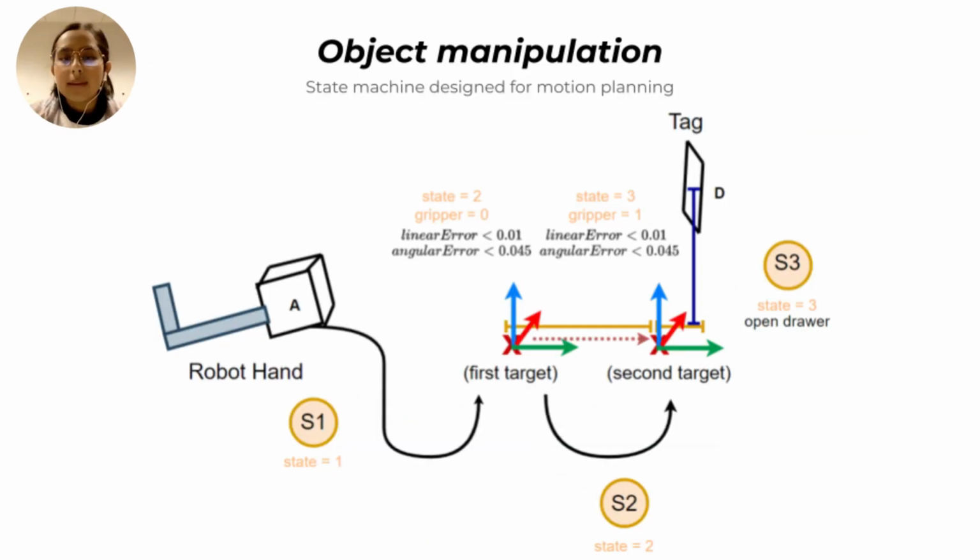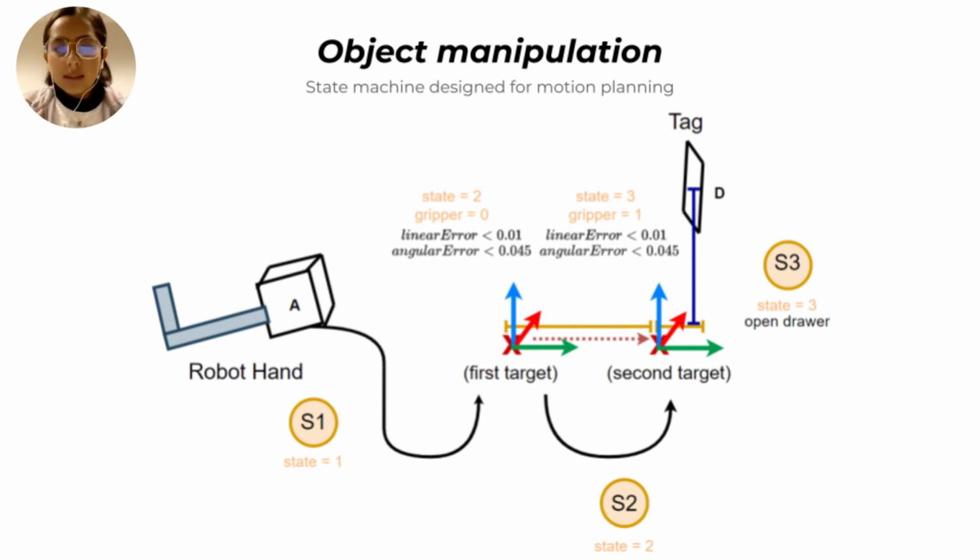The last stage is the object manipulation, in which a state machine was designed for the motion planning, in which the hand starts in an initial position and it doesn't matter which position it is. The hand will always be able to achieve the first target, then the second target, and then another target point or another action. So basically in this case, as I show in the image, the robot hand will go to the first target. This first target was designed to avoid some collisions that could occur if the hand is in another position.